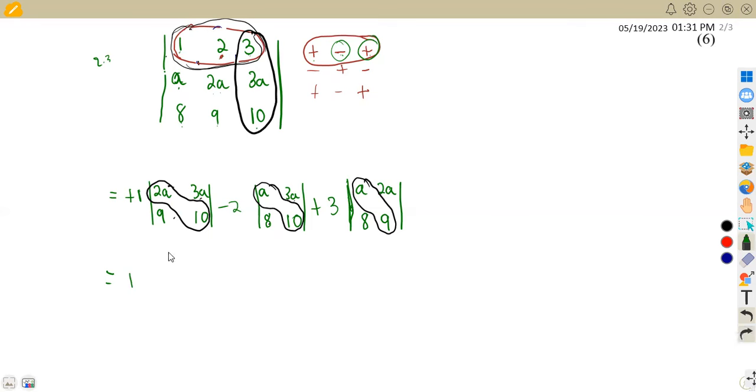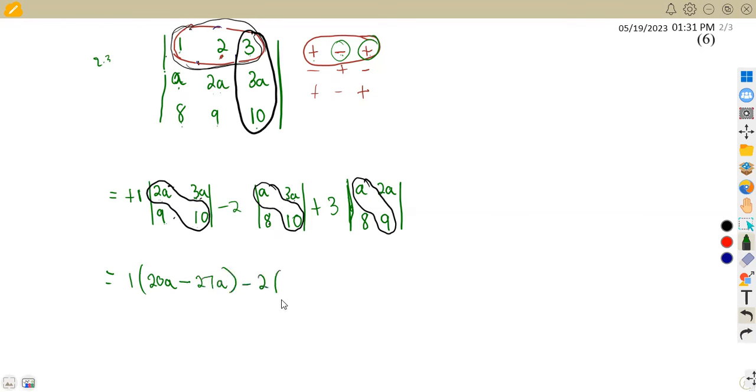So plus 1, guys, is just 1. Okay, so let's multiply in the major diagonal, 2A here times 10. So it's 2A times 10, which is going to be 20A, minus 3A times 9. So it's 3 times 9, which is 27A. So we are going to obtain 27A.